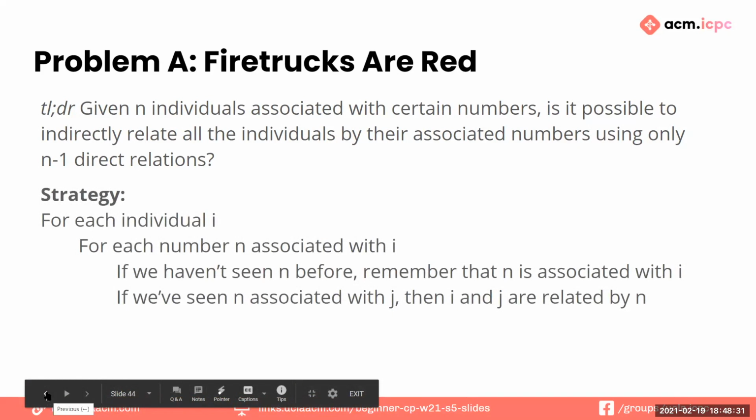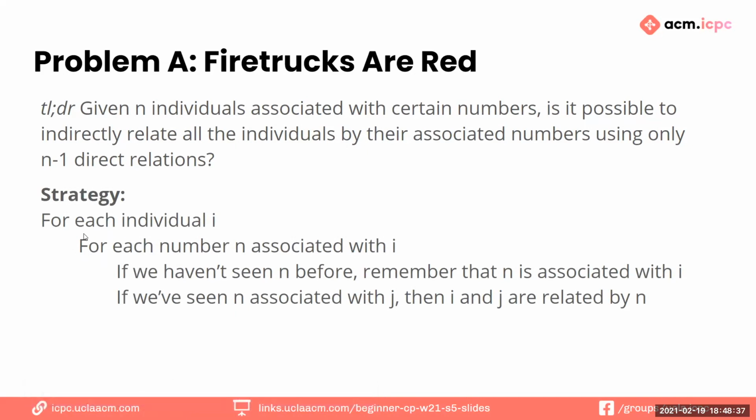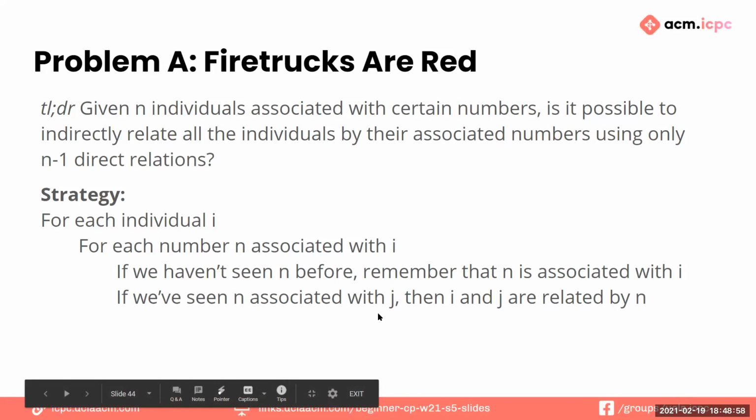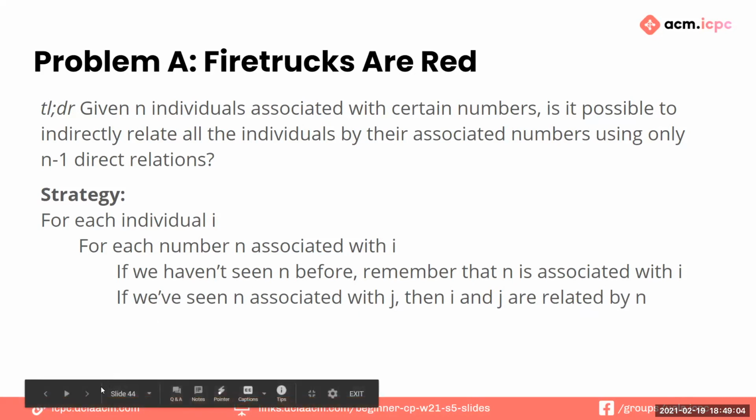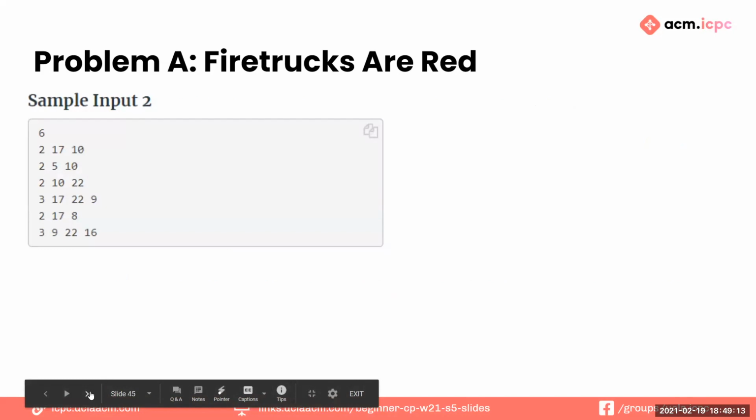And so the strategy for this is to essentially look at each individual, and then each number associated with that individual. We'll call the individual i, and then for each number n associated with i, if we haven't seen n before, we want to remember that n is associated with i. And then if we remember seeing n associated with some other individual j, then i and j are related by n, which makes sense. Again, a bit abstract, so we're going to go over the sample input and see exactly what I mean.